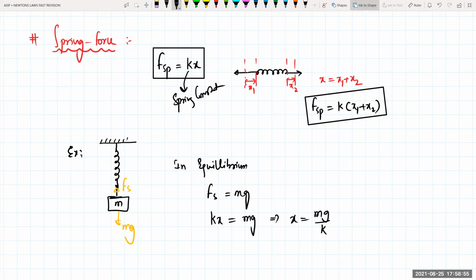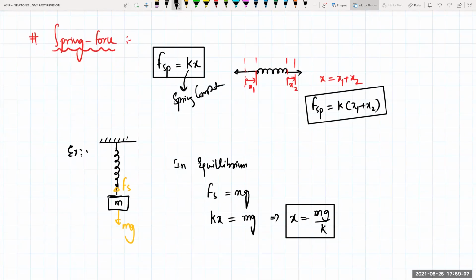Agreed? Before attaching the mass, the spring was not in extension. The moment you attach the weight, the spring extends in the downward direction. One more example.